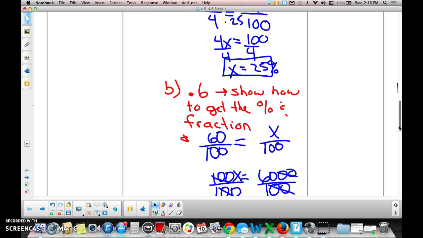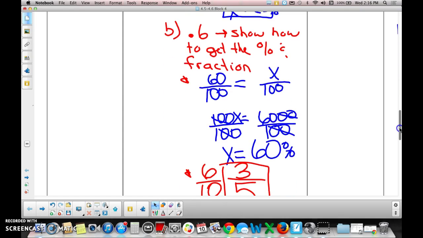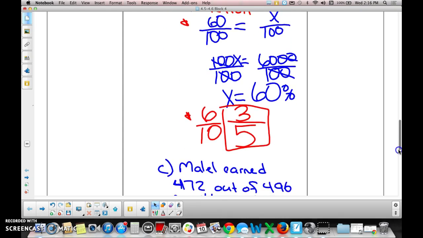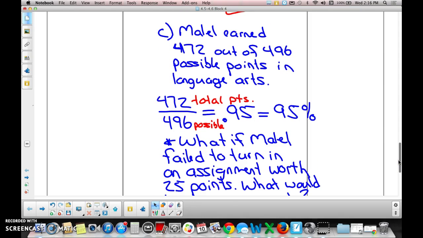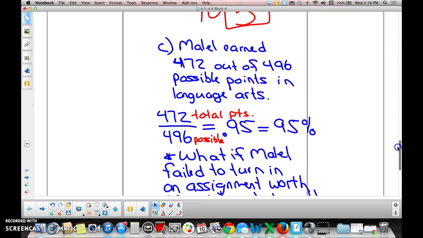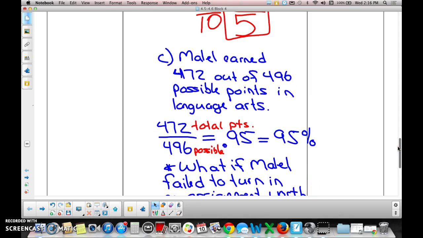And we're going to skip this part right here. We just did that. And then we talked about Malel and her language arts grade. Remember that? That was just today. And in order to convert from a fraction to a decimal, we do division. And from a decimal to a percentage, we simply write the percent if it's based out of hundredths.